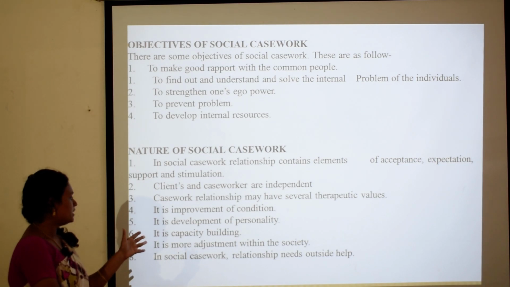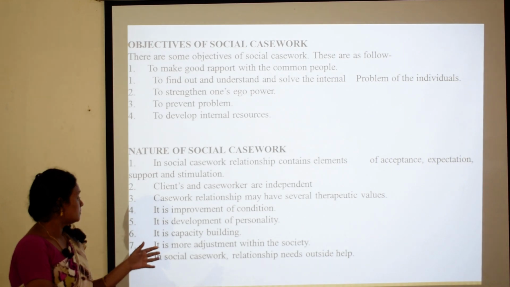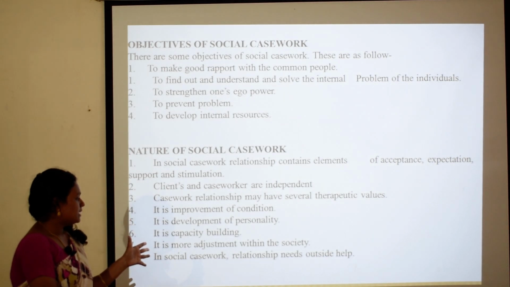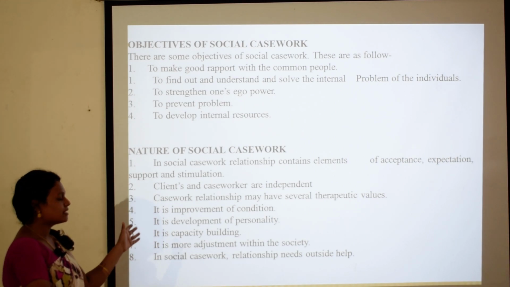It is a capacity building. So the client will be able to build a capacity, and he has the capacity to overcome the problems. So it is a capacity building.